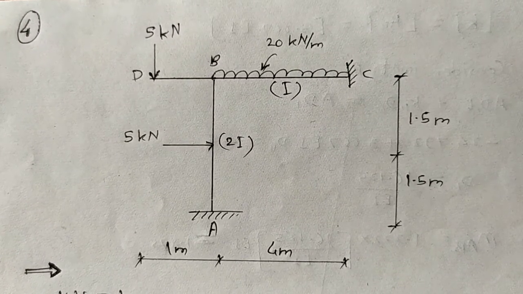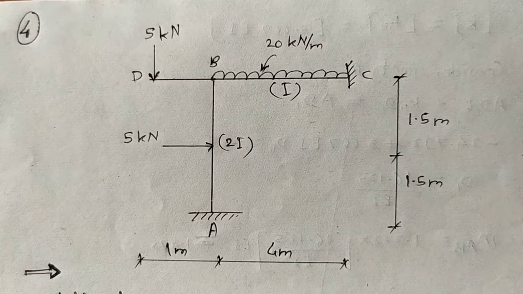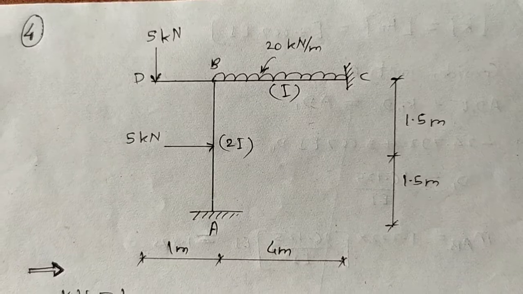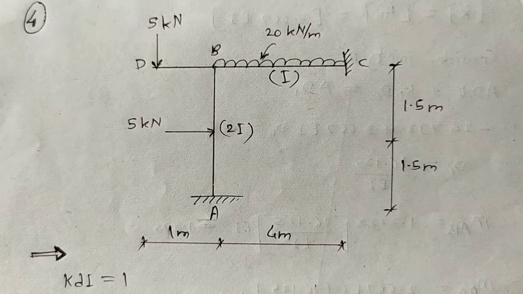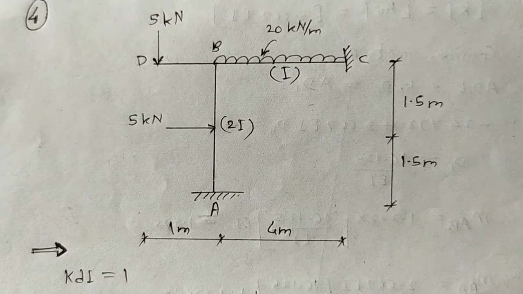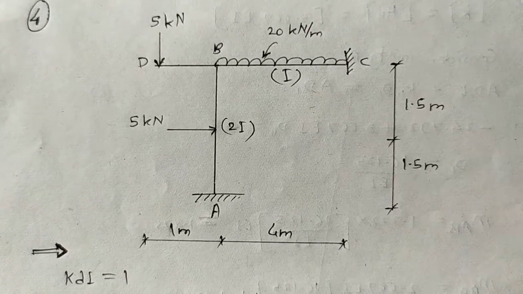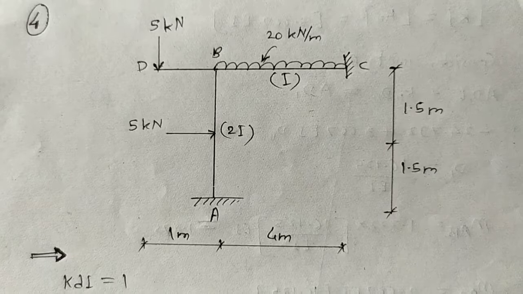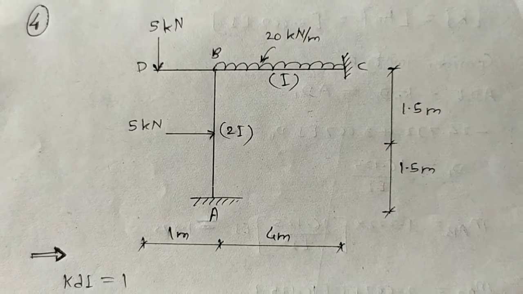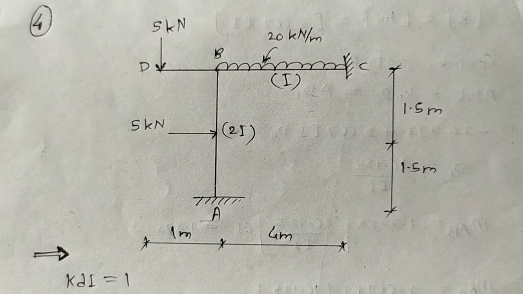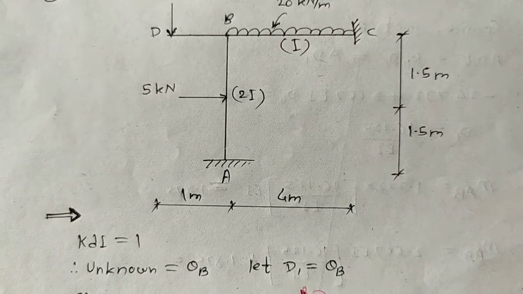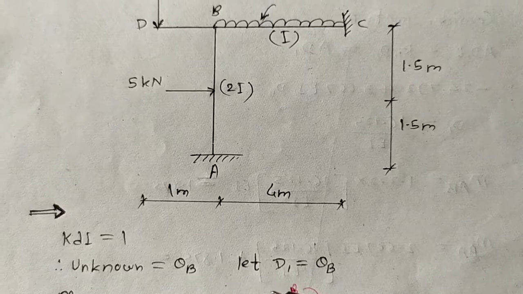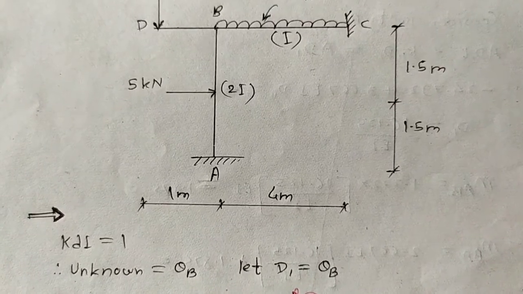Here we are going to analyze a given portal frame by using the stiffness method. So the first step is to find out the KDA of the structure. KDA of the structure comes out to be 1 because we just have to consider joints. So A, B, C are the joints. At A, B, C we will find KDI. As the unknown we are going to treat theta B. So let us take theta B equal to D1.